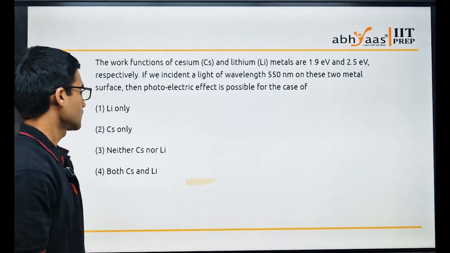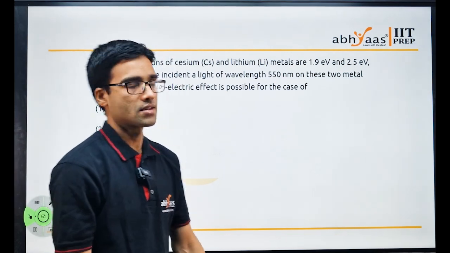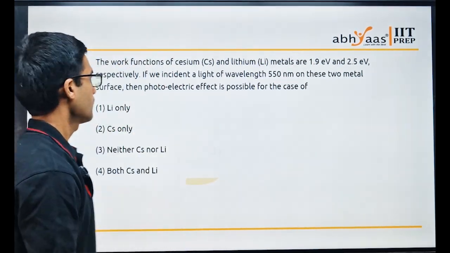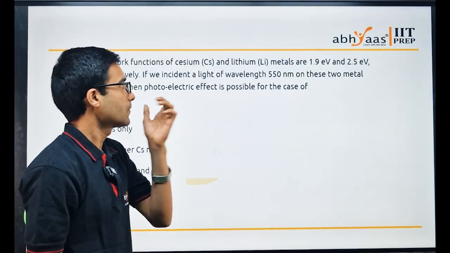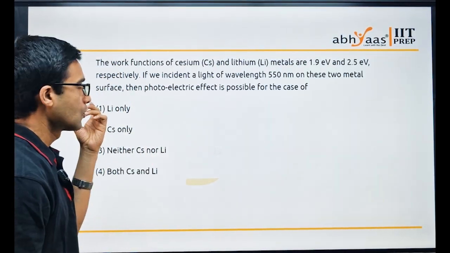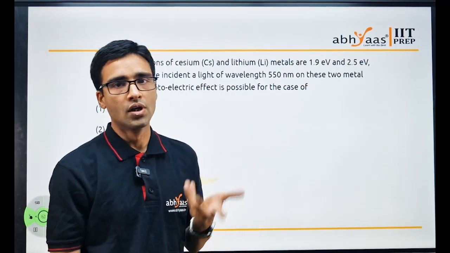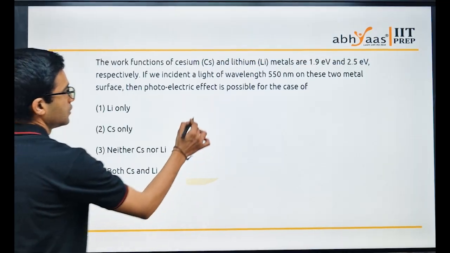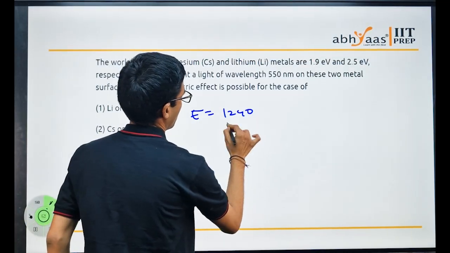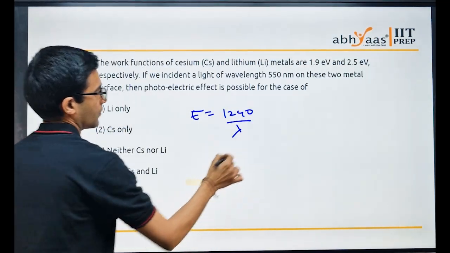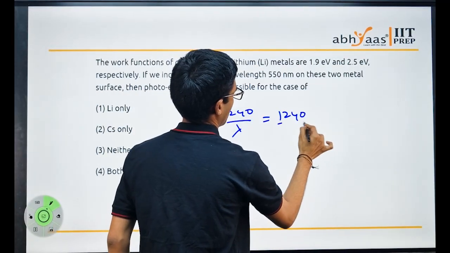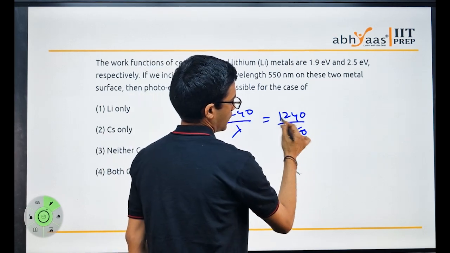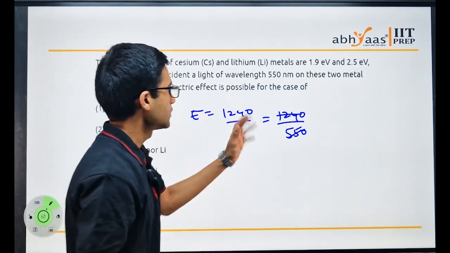Simple one. Next, the work function: he is asking for cesium and lithium. The work functions are given. Also, he has given a wavelength for these two metal surfaces where the photoelectric effect will be possible. If you know this formula, E is equal to 1240 by lambda, you get 1240 by 550, which is the given lambda. 550 into 2 is 1100, so it's more than 2.